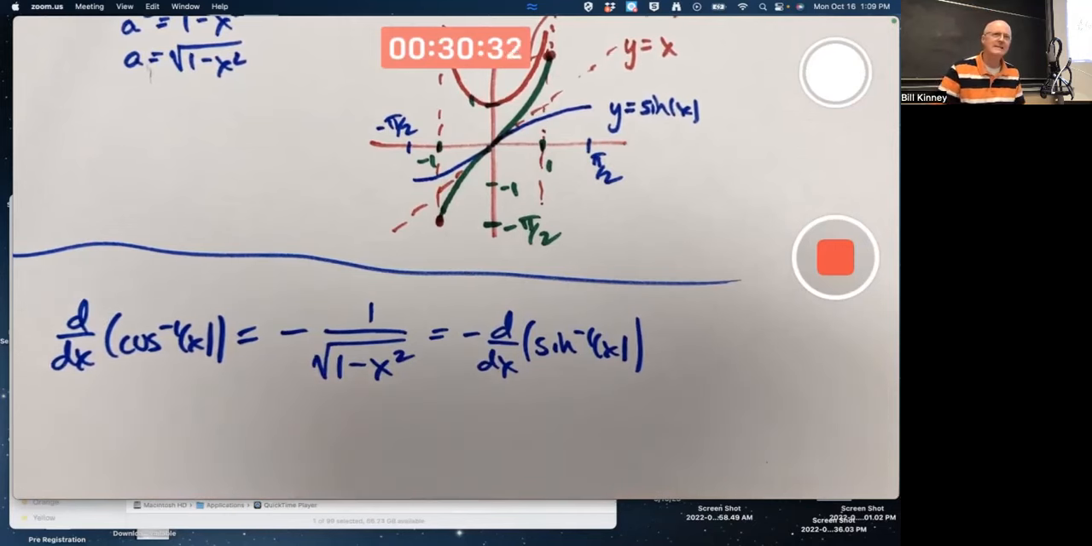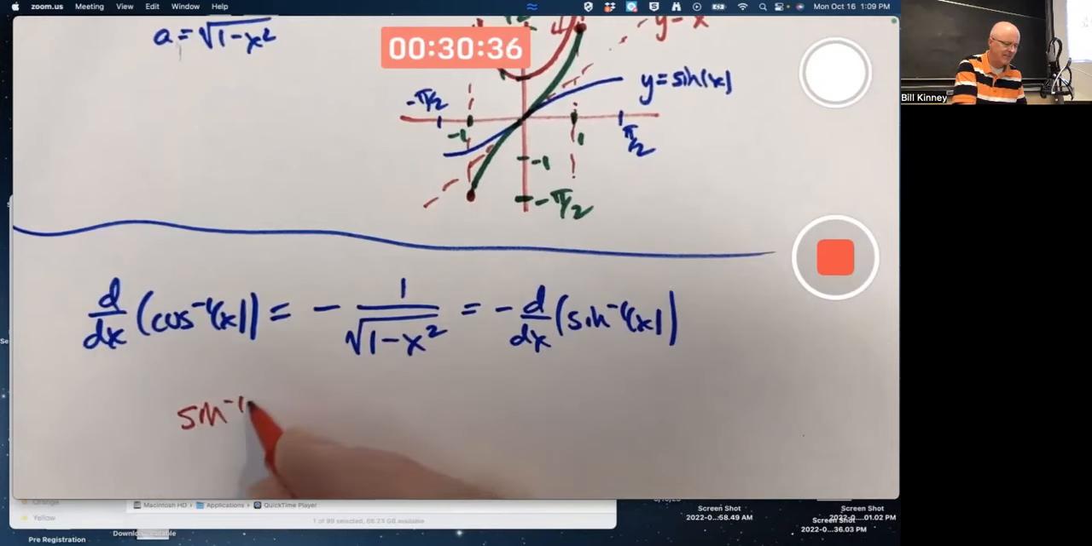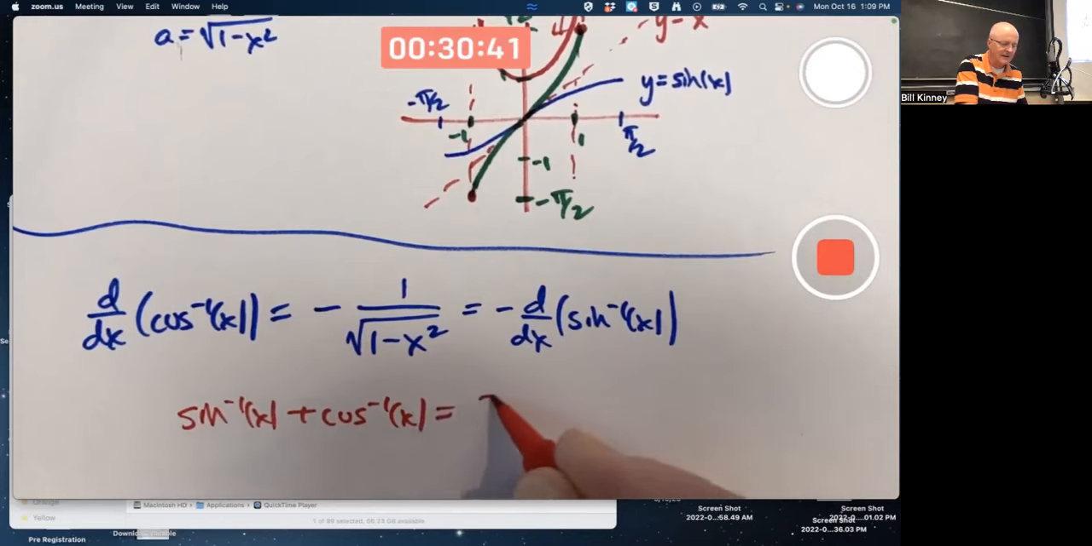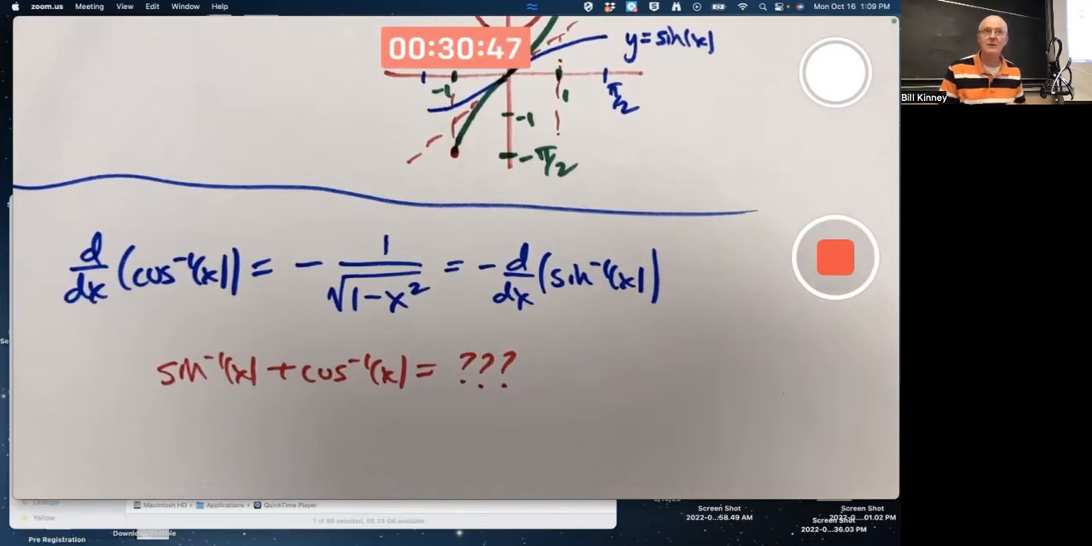And in particular, this means something interesting. Something interesting must happen when you add inverse cosine and inverse sine. I'll put question marks, but those question marks are something interesting happens. I'll let you think about that. Something unexpected happens when you add those two functions. Something nice, actually. But I'll let you think about that on your own.